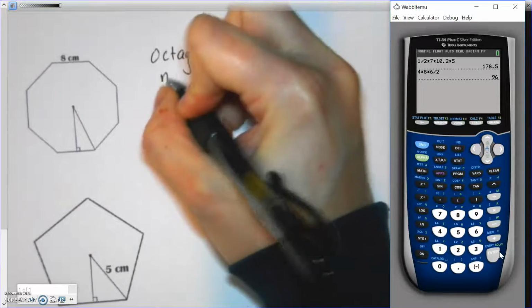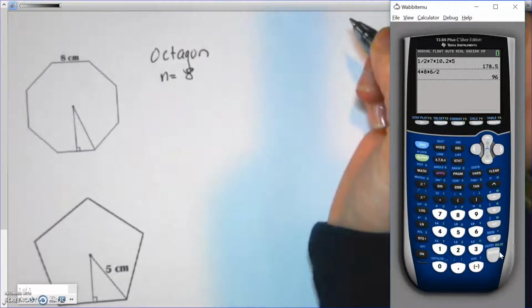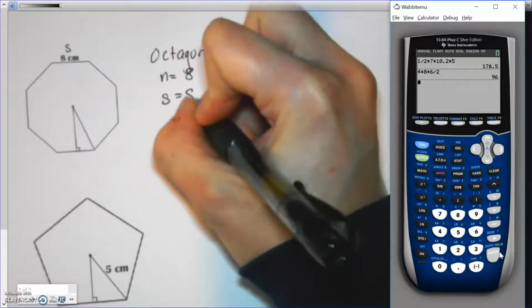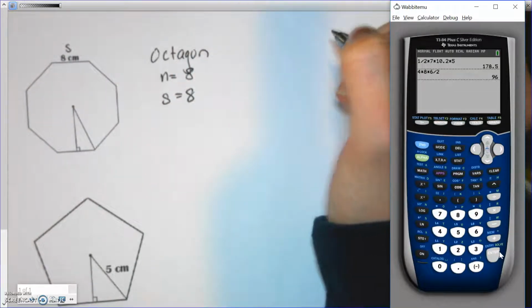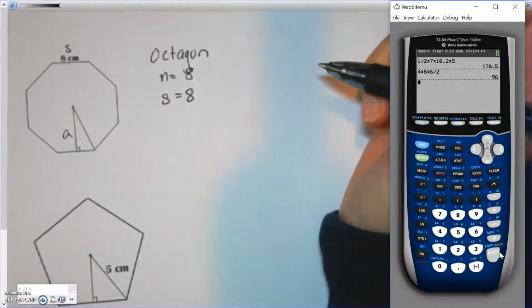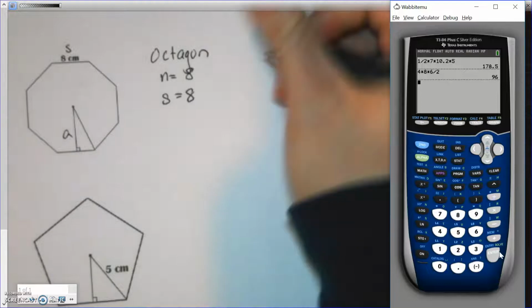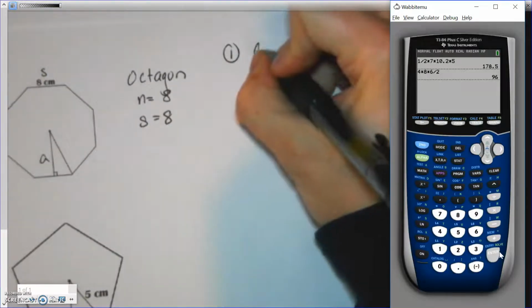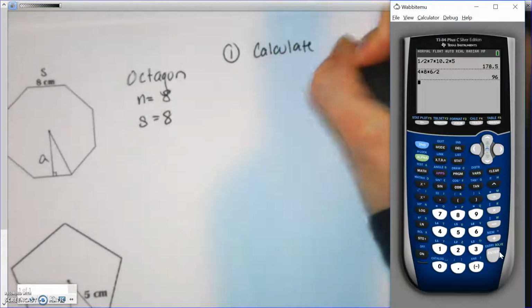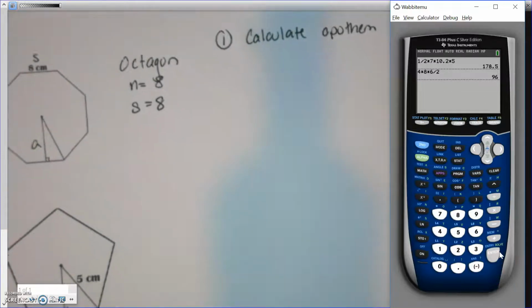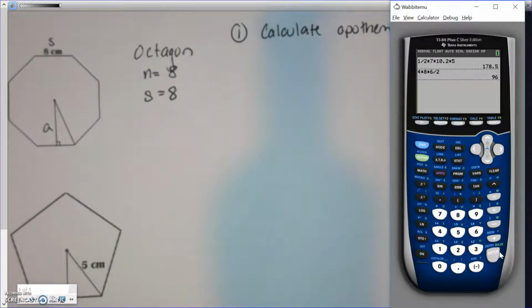So I know that n is 8. And I see that my side length is 8. But they do not give me the apothem. So I'm going to have to be a mathematician here. And our first step is going to be to calculate the apothem. And to do that, we can use some of these facts of right triangles that we've learned.